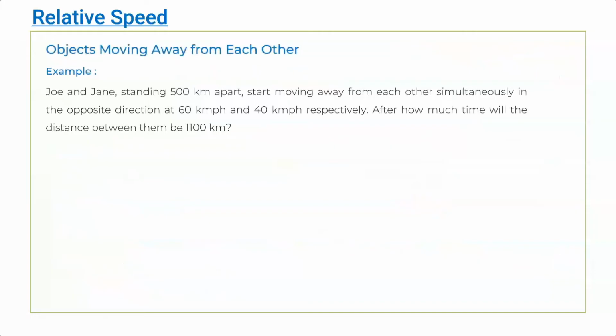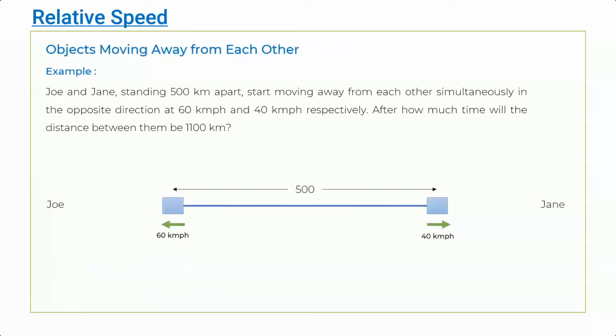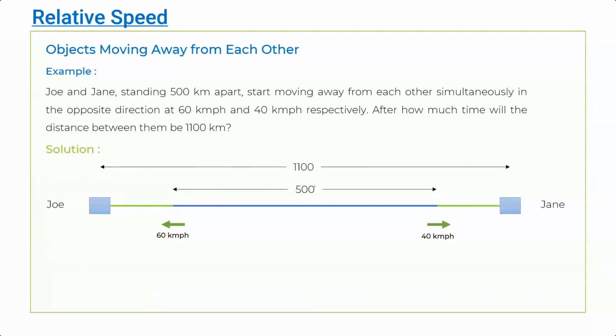Now, there could be another variation of this also, okay? The other variation could be that they might have a gap of 500, but they are moving in opposite directions. They're moving away from each other, okay, like this. So this question basically states that they were 500 kilometers apart. They started moving away from each other simultaneously in the opposite direction at the same speeds, 60 and 40. After how much time will the distance between them be 1100 kilometers? So notice again, the distance was previously 500. Now, after traveling in opposite direction, they became 1100.